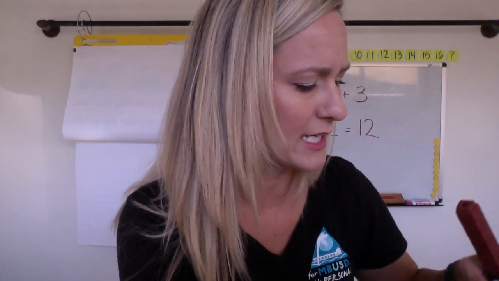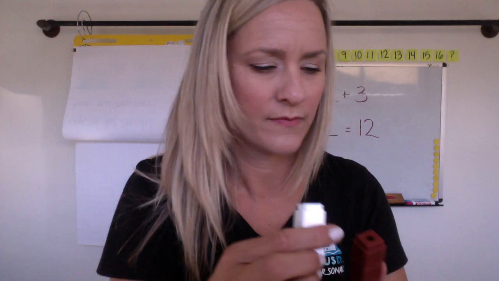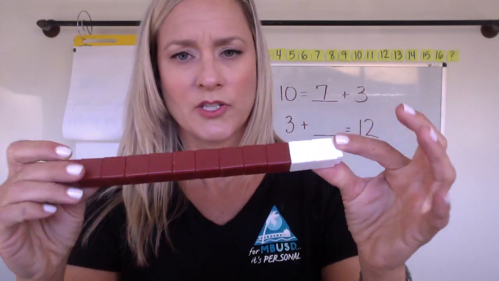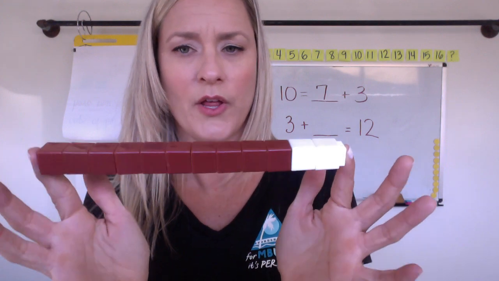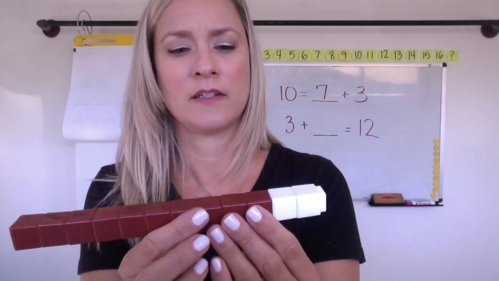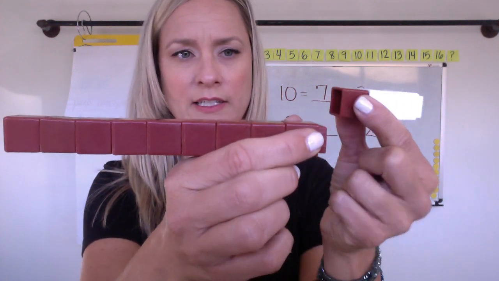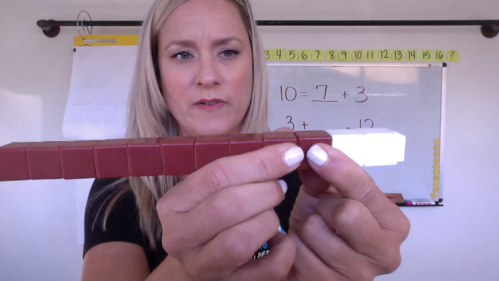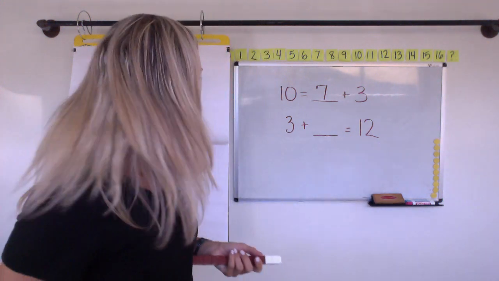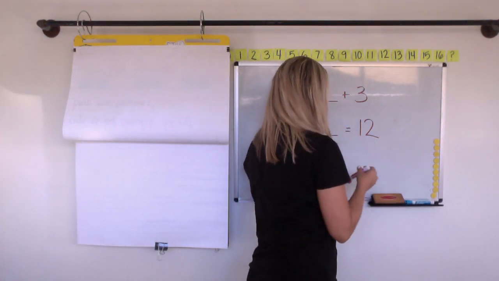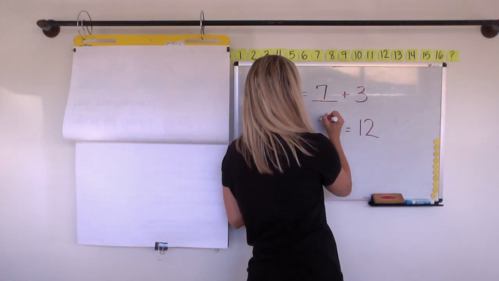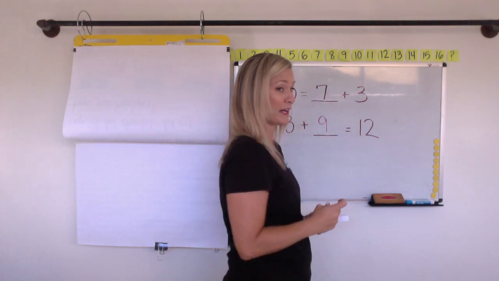Here's another way of looking at it. There's my 10. I make a 12, right? So 3 plus 9 makes 12, right? You can kind of see that there. All right, so let's put a 9 in there. You could also use your fingers, right?